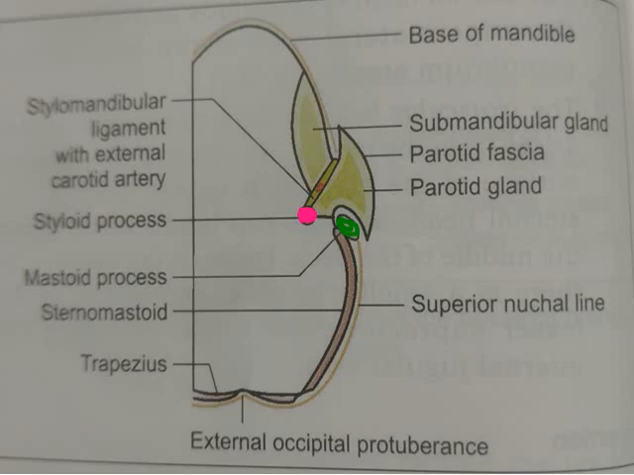The investing layer covers the parotid gland, it is called the parotid fascia. And from the styloid process to the mastoid process, one layer goes deep, and from the styloid process it comes to the angle of the mandible. So this layer becomes the stylomandibular ligament. This stylomandibular ligament is pierced by the external carotid artery.